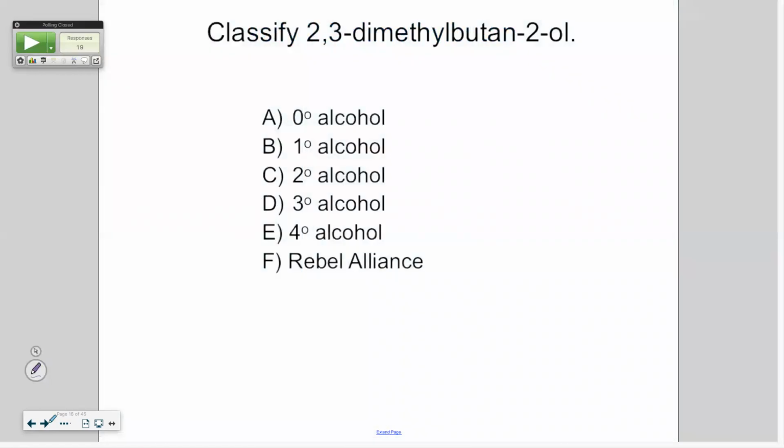All right, so I want you to classify 2,3-dimethylbutan-2-ol. Is it primary, secondary, tertiary, quaternary, zero, or Rebel Alliance?